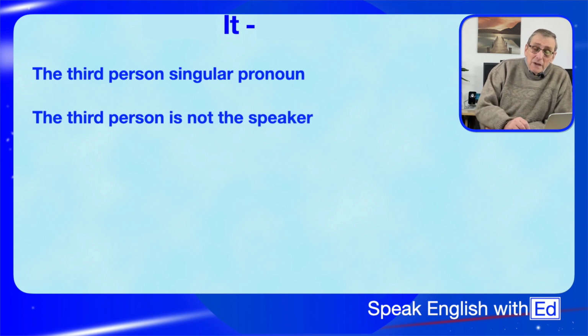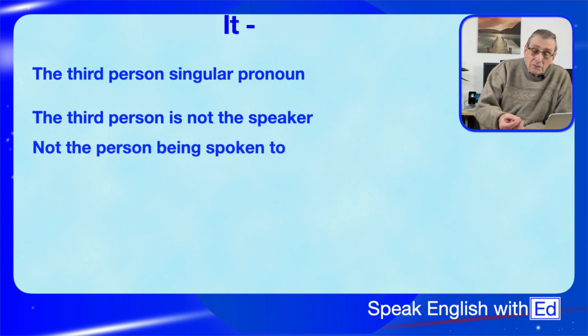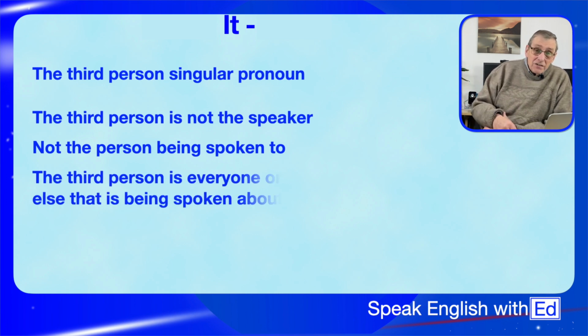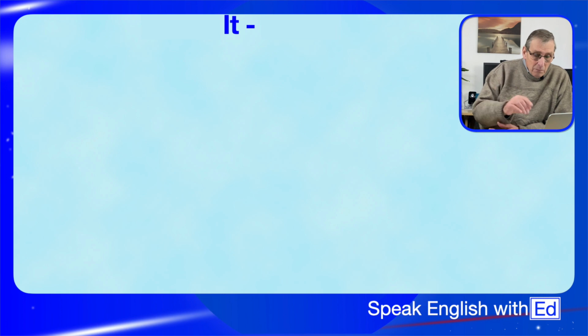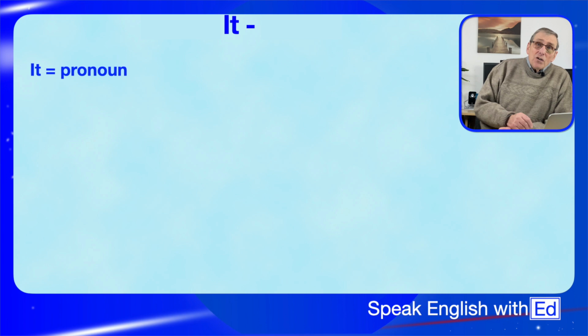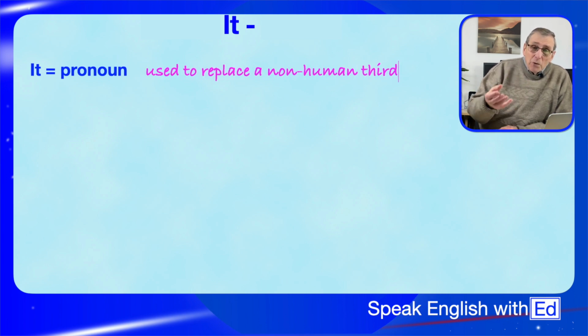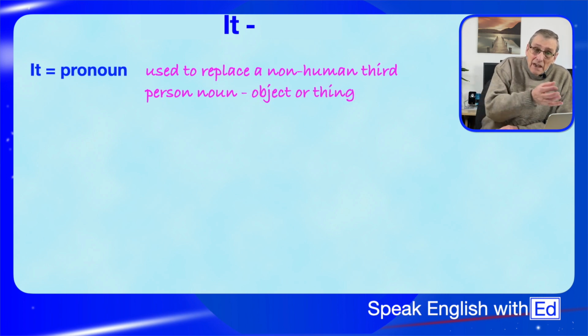Now, third person is not the speaker, because he's the first person. It's not the person being spoken to, because he's the second person. So it's everybody and everything else. That's the third person. So even though we say third person, it can be an object. Bear that in mind. Now, we said it is a pronoun, and pronouns are used to replace people's names and objects and proper nouns, when it's already been explained what that is.